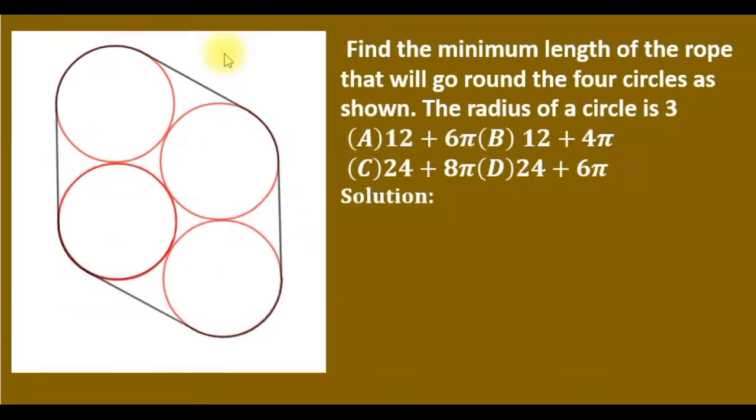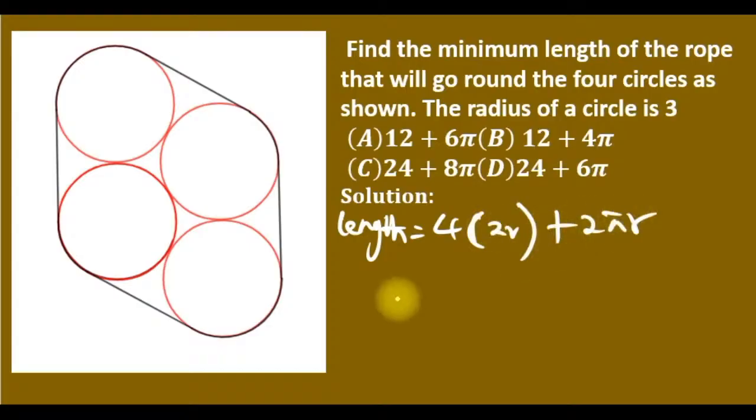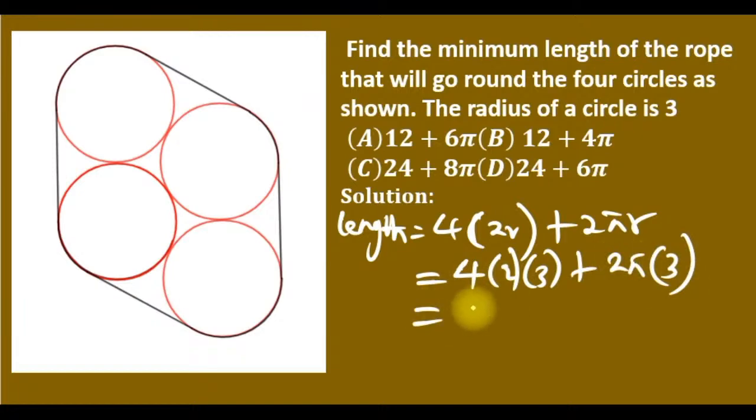So it's very easy. We are asked to find the minimum length of the rope that will go around the 4 circles as shown. The radius of a circle is 3. So the answer is just 1, 2, 3, 4. So 4, 2r plus 2 pi r. And the radius they told us is 3. So we have 4 times 2 times 3 plus 2 times pi times 3. So the answer is 24 plus 6 pi.